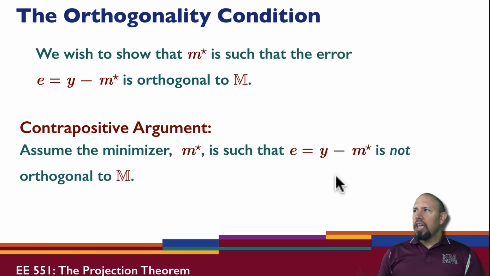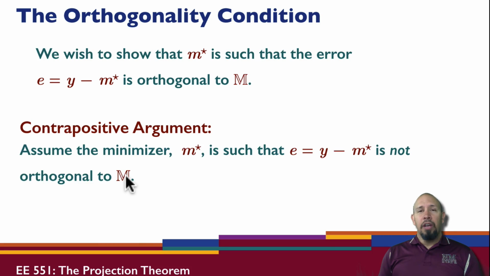Assume the minimizer is such that E, which is y minus M star, is not orthogonal to M. The contrapositive argument basically assumes everything about the thing we're trying to prove except the result. We're wishing to show that M star is such that the error is orthogonal to M, so we're going to assume that it is not orthogonal to M.